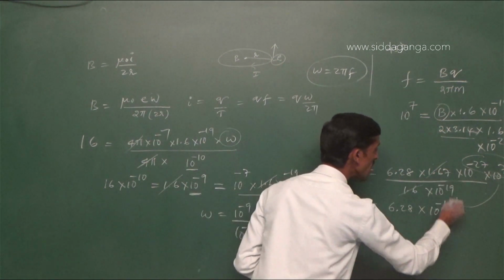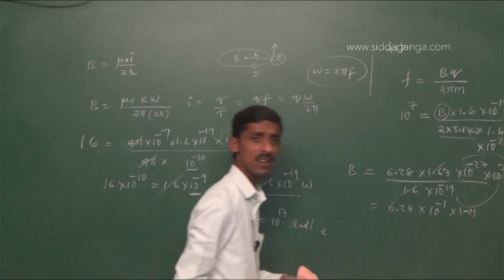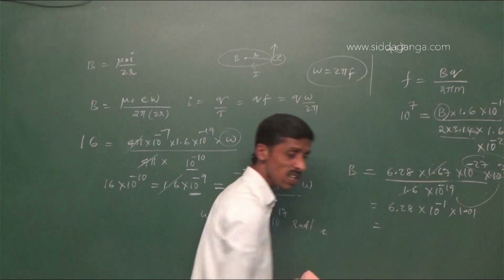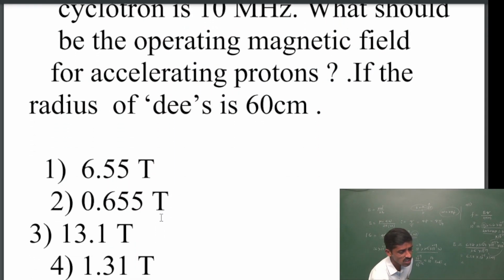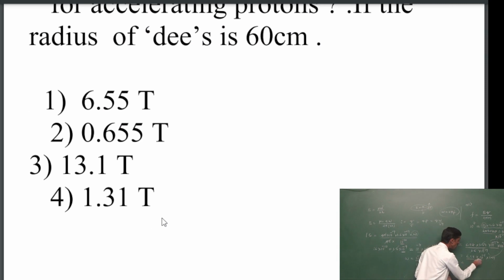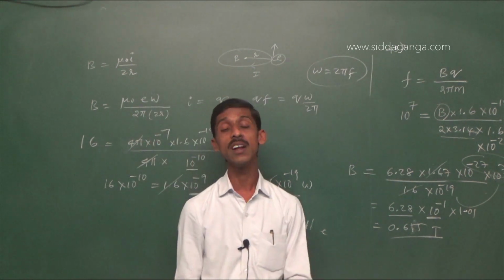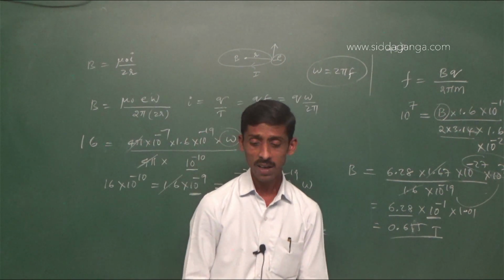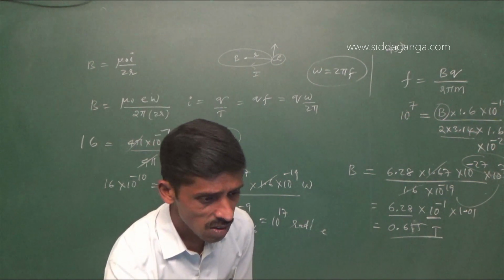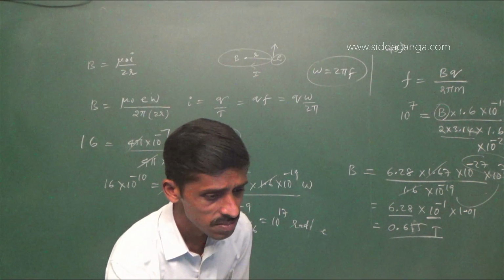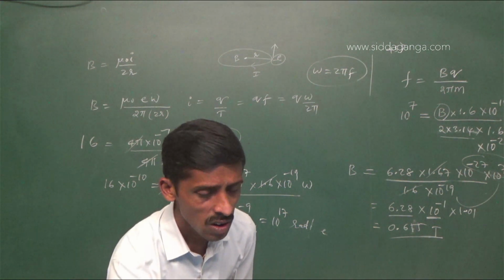Here you said slightly more than 1, for example take 1.01. So if you see the options, 6.28 into 10 to the power of minus 1, that is 0.628. So what is the option which is close to that? 0.655. So 0.655 Tesla is the magnetic field required. So this is the operating field required. Okay. So 45 questions completed. Okay, thank you students.